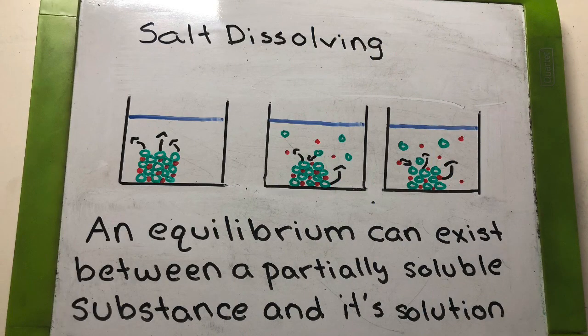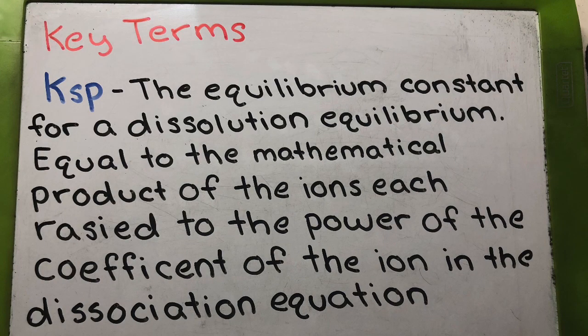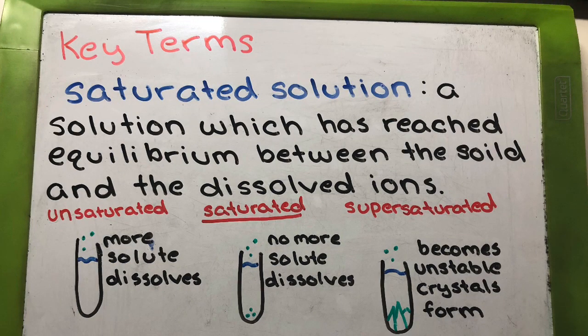Ionic compounds have widely differing solubilities. Most ionic compounds that are considered to be insoluble will still dissolve to a small extent in water. That solubility can be quantified by an equilibrium constant. That equilibrium constant is known as KSP, which is equal to the mathematical product of the ions, each raised to the power of the coefficient of the ion in the dissociation equation. Another key term to know for this section is a saturated solution, which is a solution which has reached equilibrium between the solid and the dissolved ions.